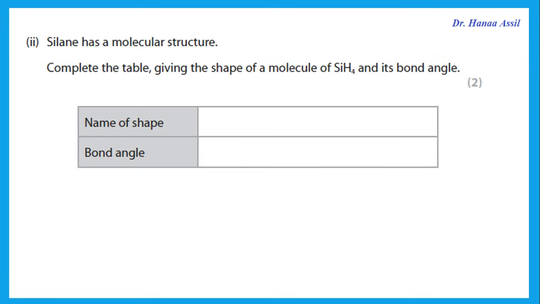Silane has a molecular structure. Complete the table giving the shape of a molecule of silane. Silane is basically silicon with 4 hydrogens. Remember, silicon is in group 4. That means it has 4 electrons in its outer shell. It's using them all, so there are no extra lone pairs of electrons on the central atom.